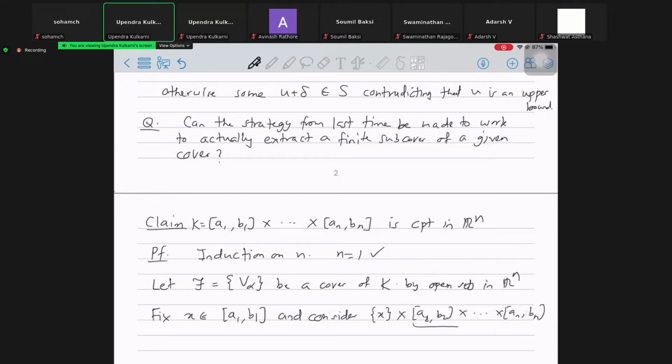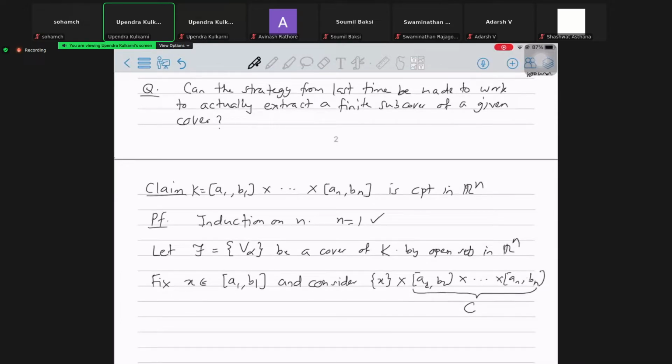And let's just give this set a name. Let's call this C. So visually speaking, what is this? Imagine that this is a box, n equal to 3. What is this set X cross C, visually speaking? N is equal to 3, and I have fixed some X between A1 and B1. This is just a slice, you see.